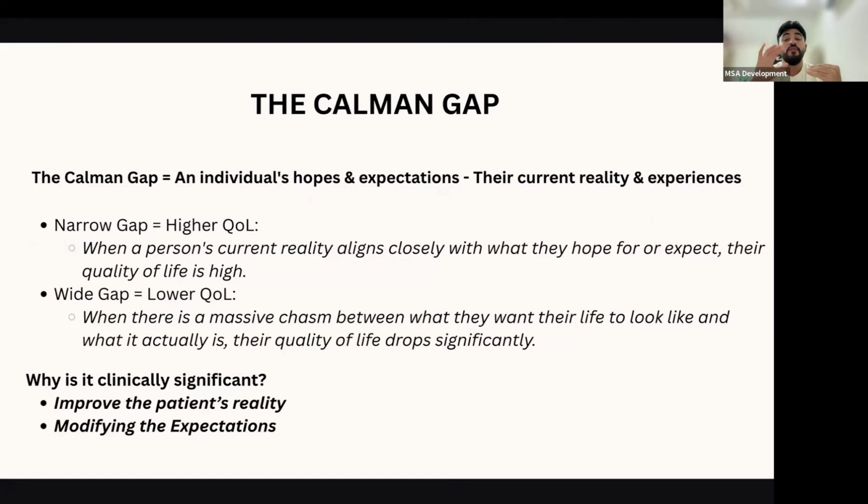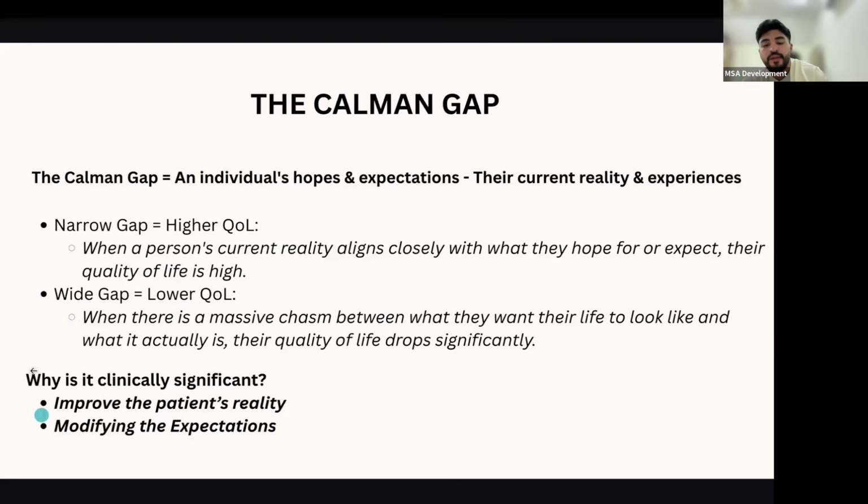If whatever they're expecting is way far from their reality, that's going to be a wider gap, right? So you're going to have lower quality of life, less healing, more suffering. Why is this important? It's important so that you can actually perceive what the patient is going through and improve their reality. And by improving their reality, you can also try to decrease the pain, make them more comfortable, see what they actually need and fix that. You can modify the expectations.